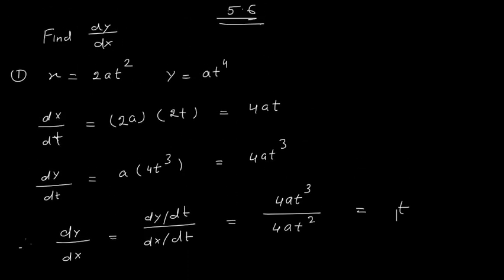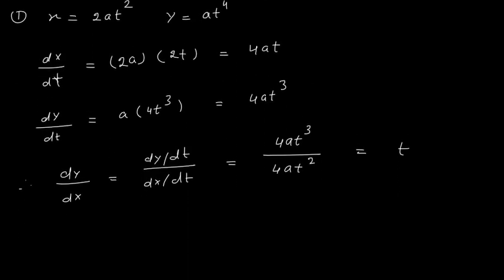So here I think this is 4at, not 4at square. Okay, so this is 4at. So here the result will be t square and not the t. So this is dy upon dx. Simple question. Okay, now let us see the problem number 2.